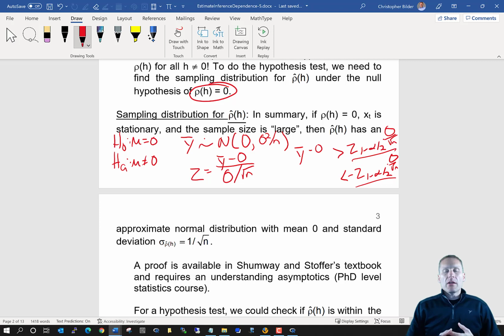Okay, so y bar has a particular sampling distribution to it. This is from the central limit theorem. You could also work with a t distribution as well. I just did it here with respect to the standard normal.